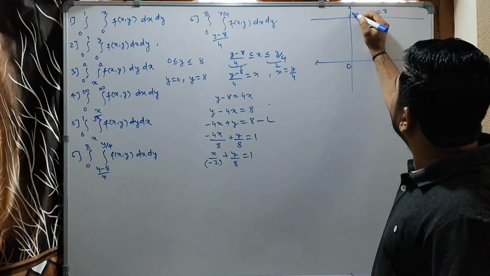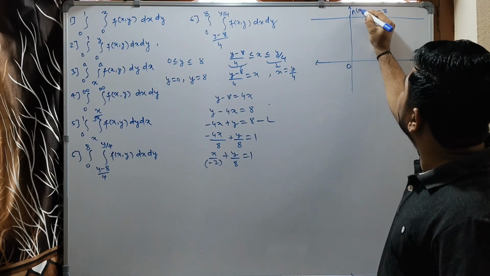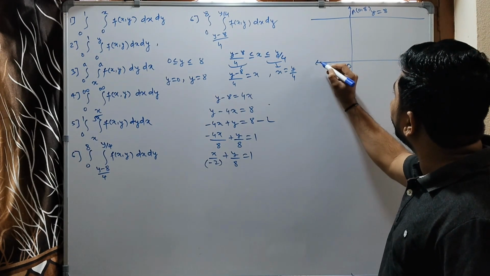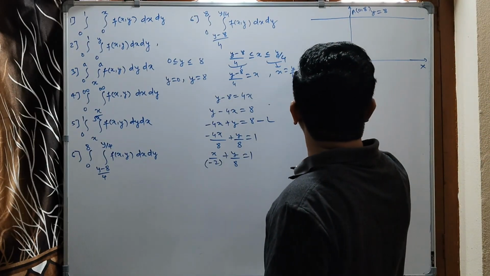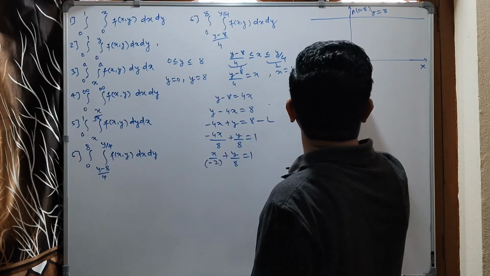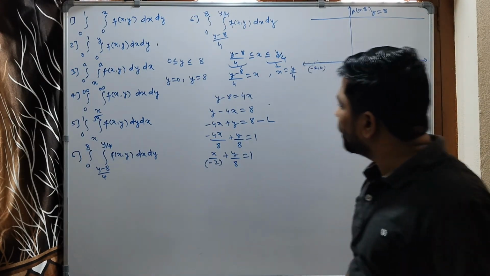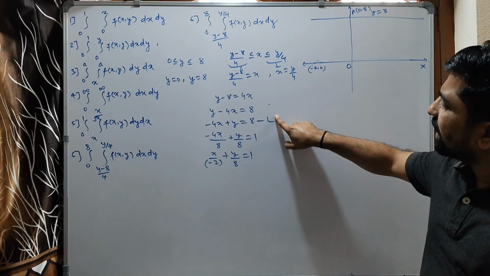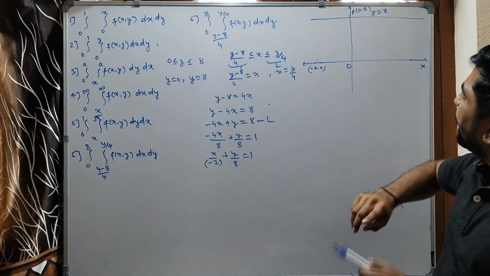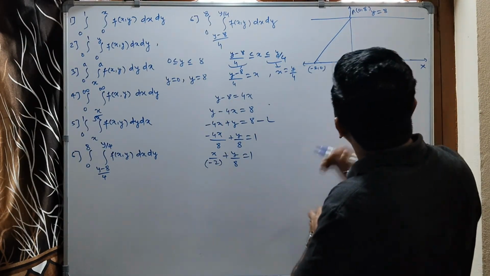I will take the coordinates of this point. Let's say A has x coordinate 0 and y coordinate 8. Now if this is 0, let's say this is 1, and here I am taking minus 2. For the sake of understanding, I am taking minus 2 comma 0. So this line intersects the x-axis at minus 2 and the y-axis at 8. So here I will draw this line. So this is my line.